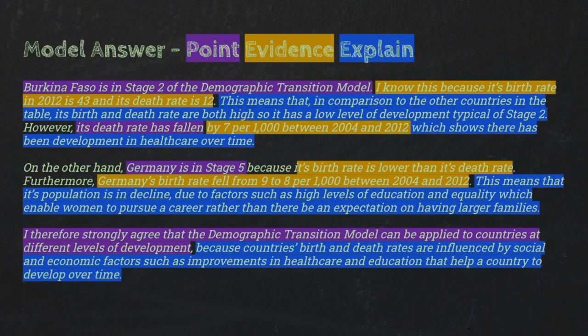In blue is the explanation. I use phrases like "this means that," "which shows," and "because" to show the examiner that I am offering explanation and showing my understanding of the demographic transition model. Finally, in yellow, I have highlighted my linking words. However, on the other hand, furthermore, and in the conclusion, my use of the question words to show that I link back to the question.